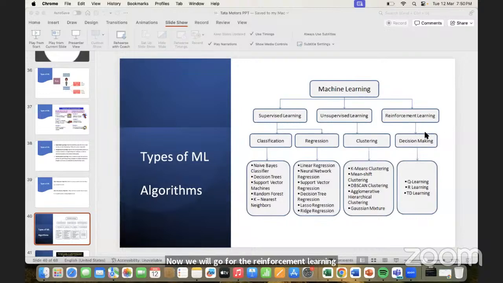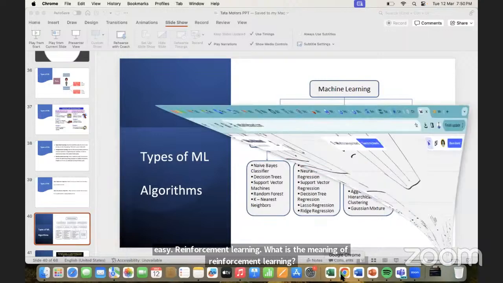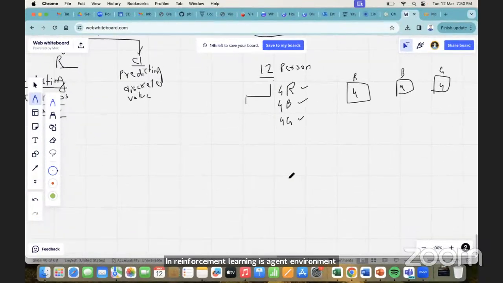Very easy. Reinforcement learning. What is the meaning of reinforcement learning? Reinforcement learning is agent environment learning. So you people are the agent today, and I am your environment. You people are learning from my words, guys. After learning from my words, the agent is ready for prediction. So today, you people are the agent and I am your environment. You are learning from my words: agent, environment, learning.